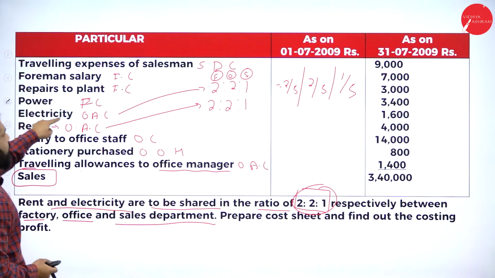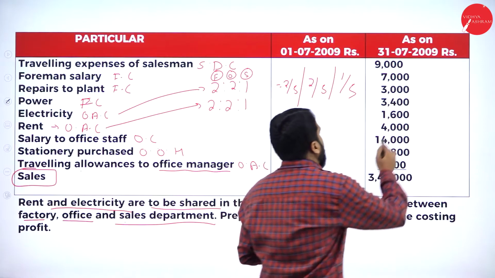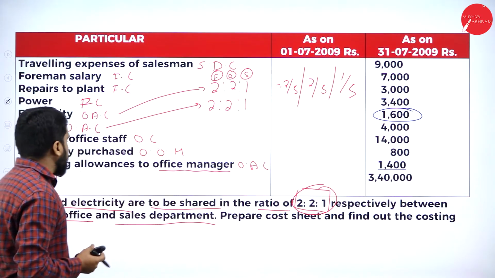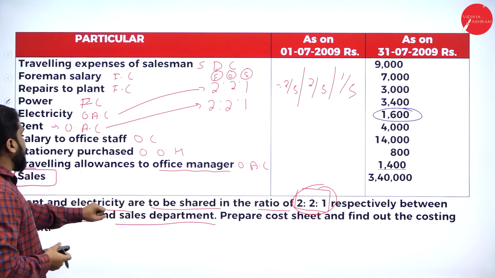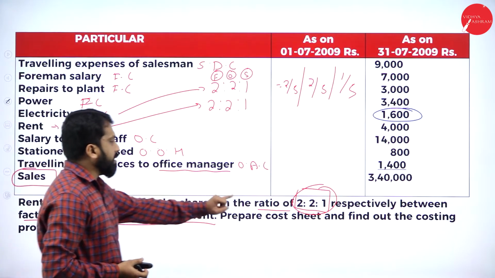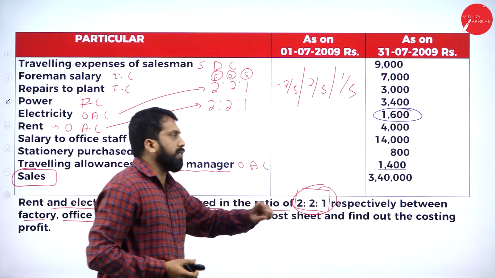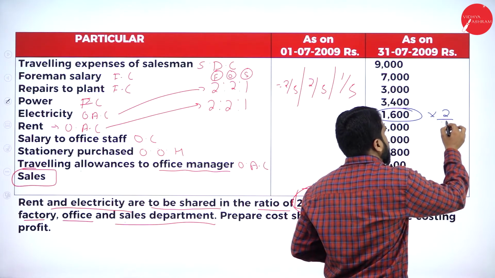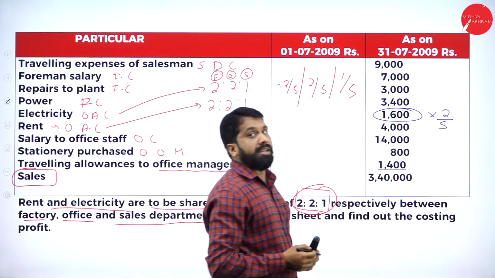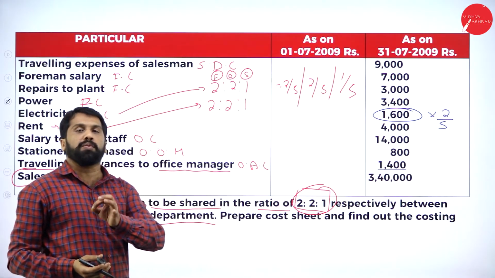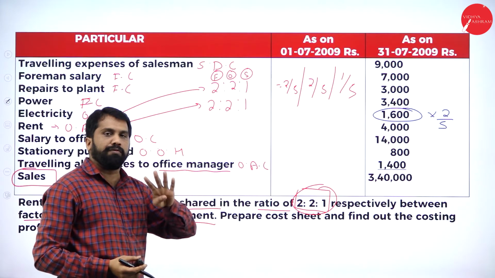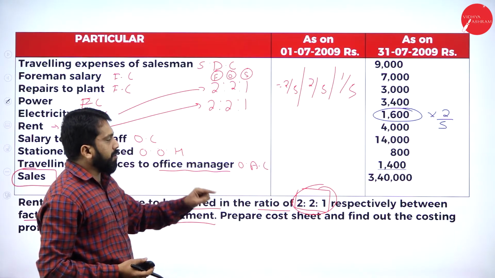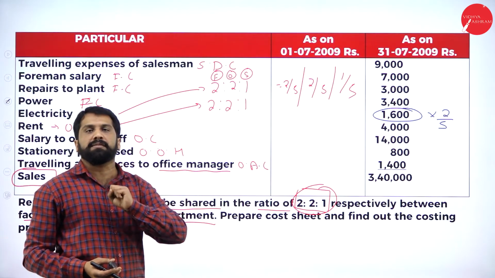How much do you have for electricity? Electricity you have 1,600. But as per the question, rent and electricity are to be shared in the ratio of 2:1. So 1,600 into 2 divided by 5. How come it is 5? 2:1 means 2 plus 2, 4. 4 plus 1, 5. So the overall total will be 5 for the first thing.